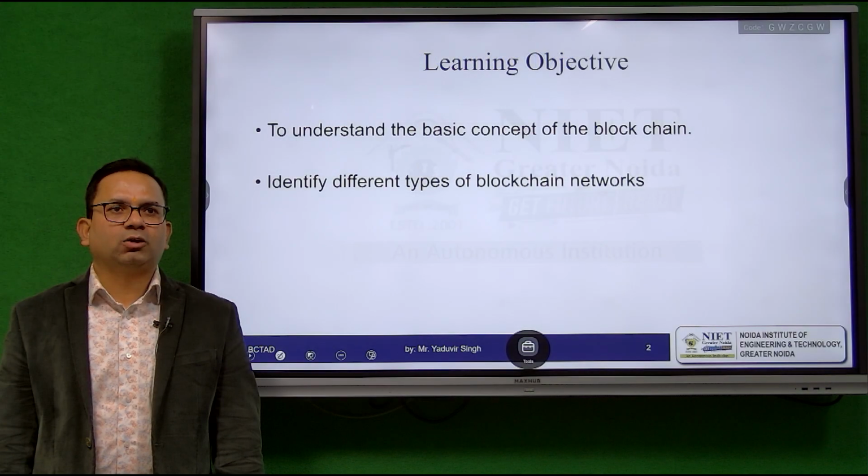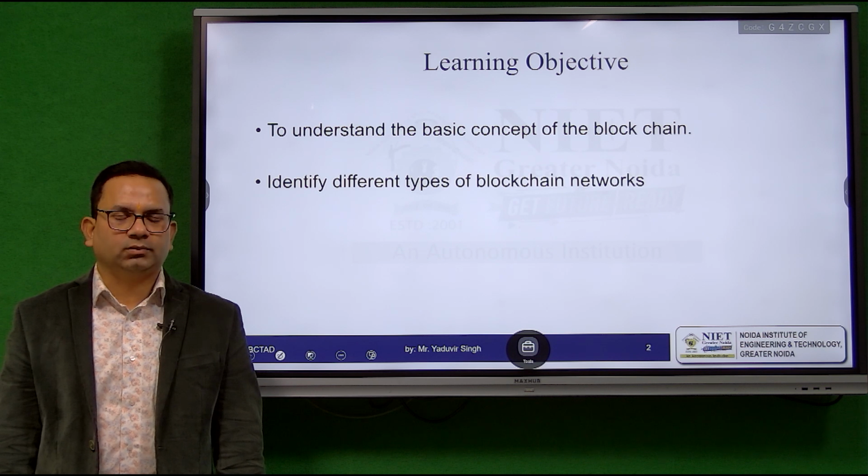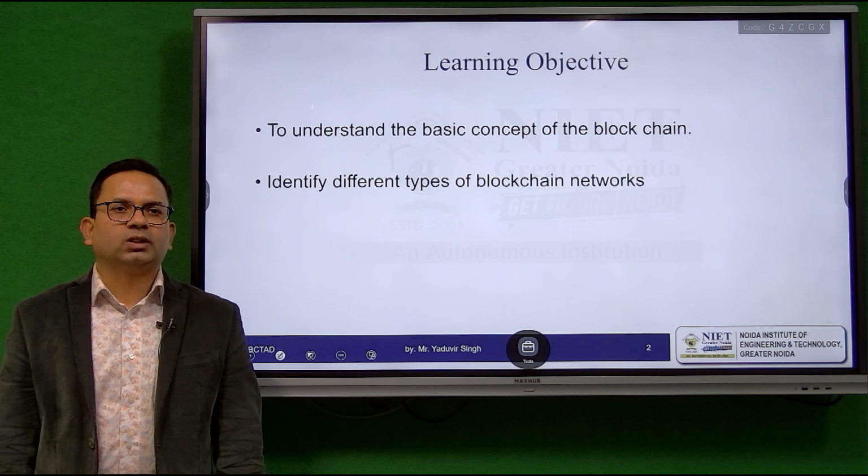Before going to the learning objectives, I will tell you there are prerequisite requirements too. What are they? You should have basic fundamental knowledge of data structures. Second, you should have a basic concept of cryptography. Third, you should have a certain mathematical foundation, that is, you know prime number generation or random number generation. So, these are the prerequisite requirements with reference to this subject.